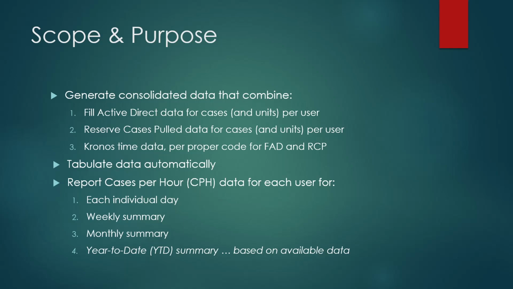The idea is to tabulate all of this data. So we've got data coming in from different locations, the fill active direct reports, and then we've got the Kronos time data coming in, and at least to me, it wasn't very easy to consolidate those data into one look so that I could easily crunch through and discover my CPH for my people, and then sum that up into what does a day look like, what does a week look like, what does a month look like, etc. So that's the goal: this tool takes these data from different locations and consolidates them together.